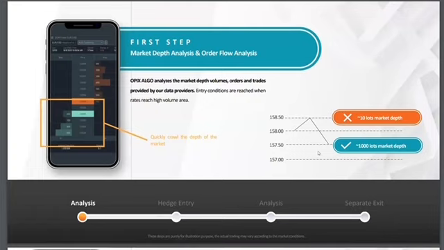So what we do is, for example, at 56.1 the total volume is $1 million. At 56.2, the total volume is $2 million. At 56.3, the total volume is $5 million. So what Opixtech AI will do is collect this market depth analysis, the total volume, and we will only enter when the volume is high.